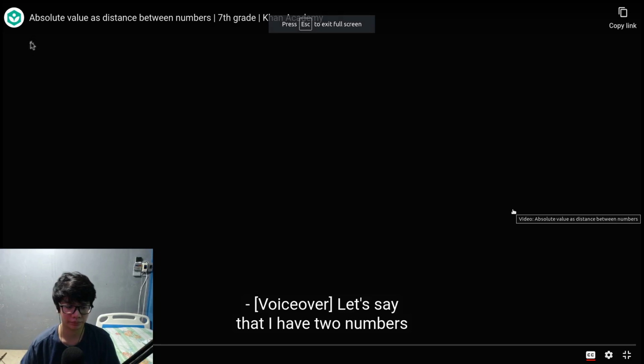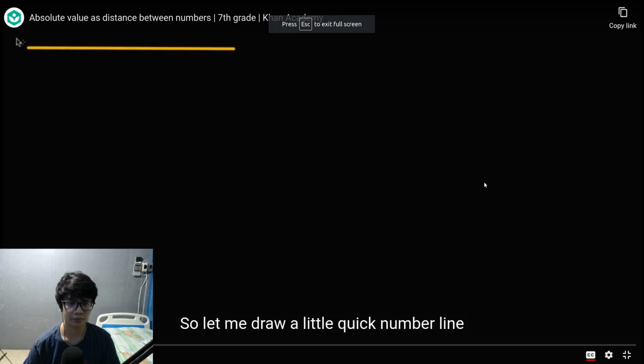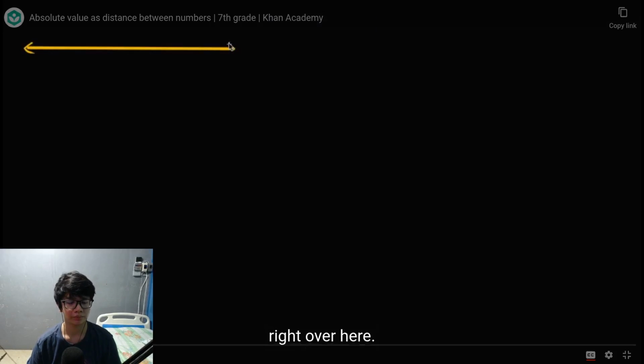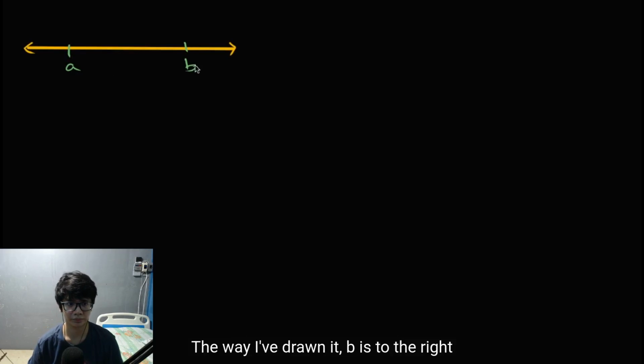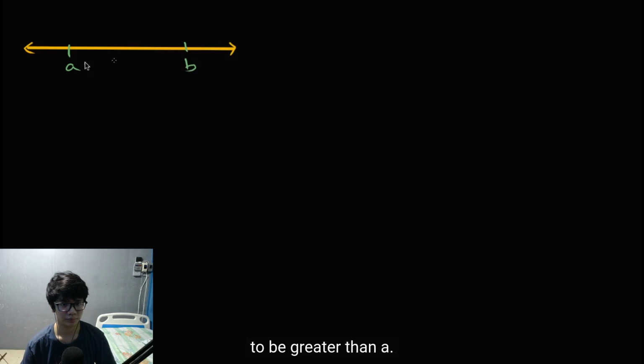Let's say that I have 2 numbers on a number line. So let me draw a little quick number line right over here. And the 2 numbers on my number line that I care about, the number A and the number represented by B here. And the way I've drawn it, B is to the right of A on our number line. And by our convention, B is going to be greater than A.